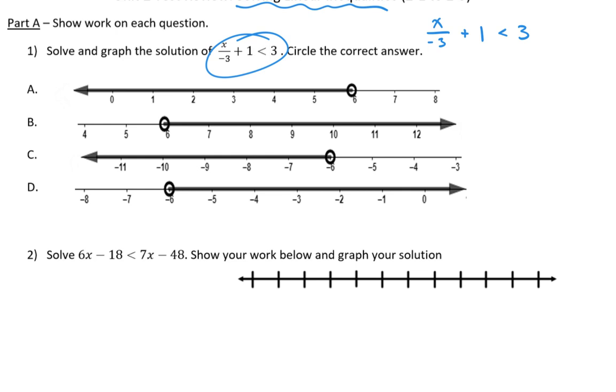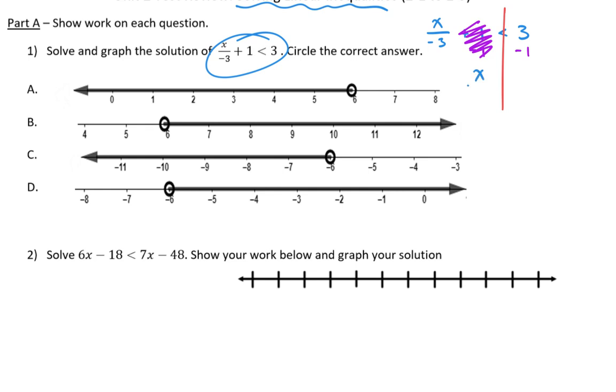So this is going to be just like solving our equations that we learned a couple weeks ago. We're going to do the same thing. I want all my x's on the left side and all my constants on the right. So I like my x divided by -3 on the left side, but I don't like that plus 1 over there. So I'm going to move it to the other side by doing the inverse operation. Instead of plus 1, I'll do -1 because those cancel out with each other.